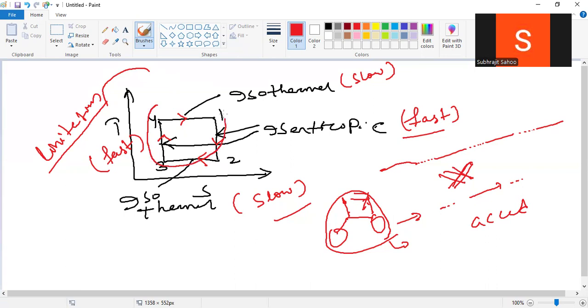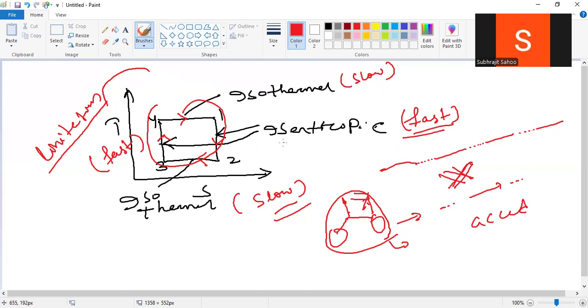Such processes are very fast and very slow, and they follow each other, so it is practically not possible. So this is the limitation, right? What is the second limitation here? Observe the second limitation.